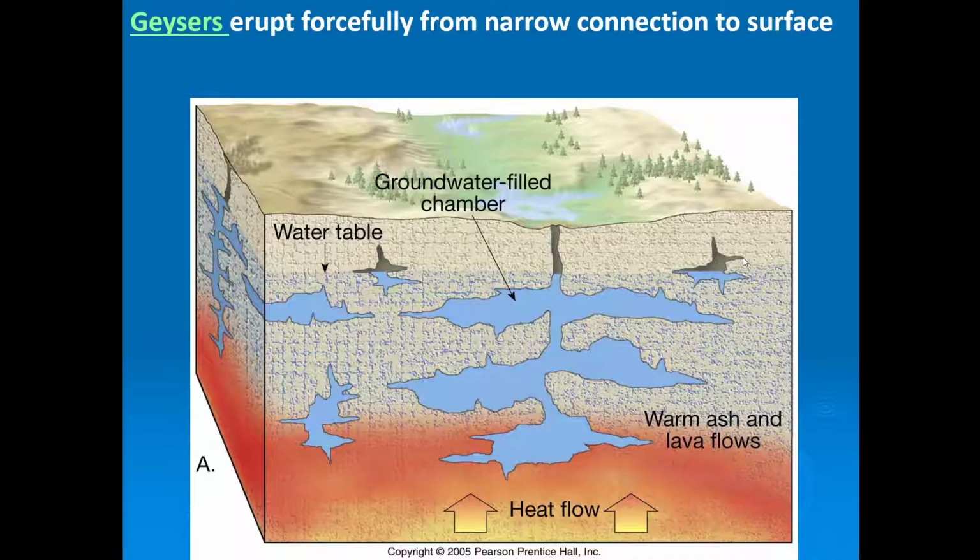The difference between a hot spring and a geyser is really just the plumbing. So a hot spring is where the water table just intersects the surface. A geyser is a little bit different, and it's because there's a very narrow passageway connecting the groundwater system to the surface. Geysers are regions where groundwater will erupt forcefully from a really narrow connection between subsurface chambers and the surface.